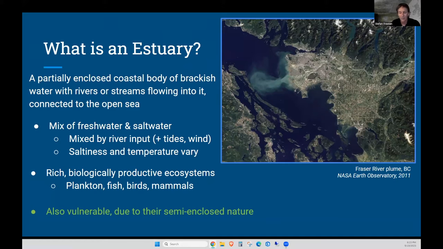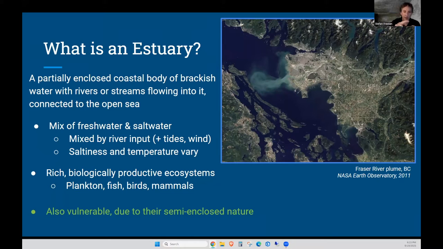Again, it makes for a really beautiful place, as we all know. The estuaries are also, by their very nature, rather vulnerable. The Columbia River dumps into the Pacific Ocean and just dissipates into the salt water fairly rapidly.